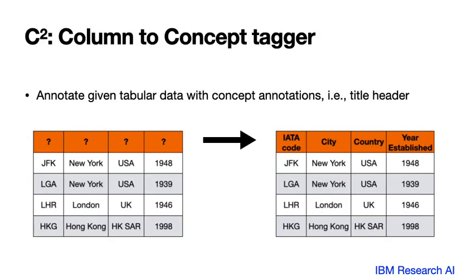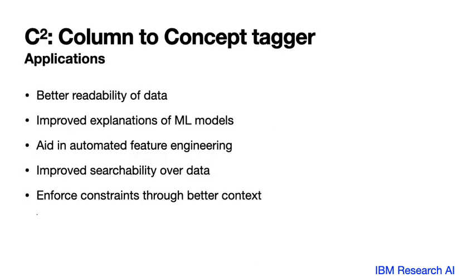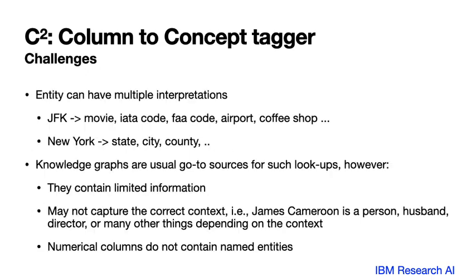In this work, we are dealing with column to concept annotation, where you're basically provided with a table full of values in rows and columns, but without column names or concepts. And the job of the annotator is to figure out appropriate concepts or column names that befit all the columns in the given table. This actually helps in a lot of applications, starting with better readability to machine learning and several downstream tasks.